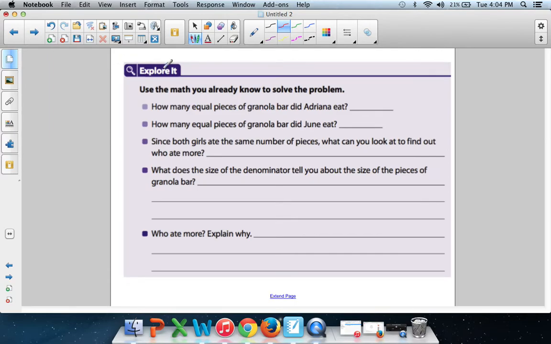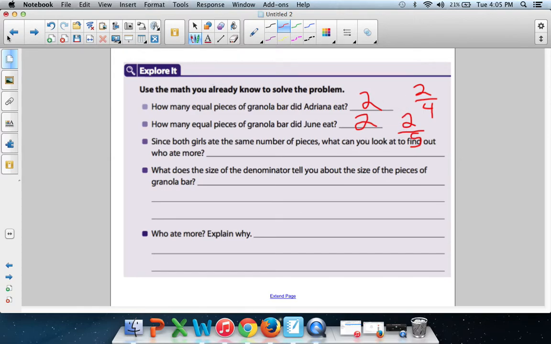Use the math you already know to solve the problem. How many equal pieces of granola bar did Adriana eat? Well, her fraction was 2/4. And how many did she eat? She ate 2 of the pieces, so 2. How many equal pieces of granola bar did June eat? Well, she ate 2/5, right? And how many pieces was that? Out of 5, that was 2. So if you look at that, you might go, whoa. Since both girls ate the same number of pieces, what can you look at to find out who ate more?